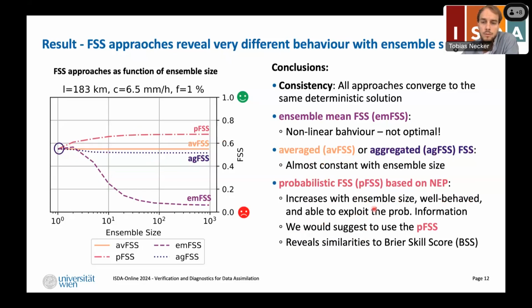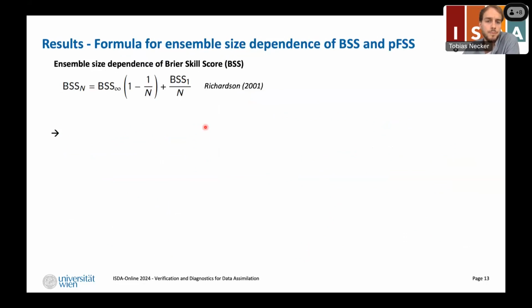So the good thing is I would suggest to use the PFSS, because this has really some good properties and is able to show the improvement in skill that you get from using a large ensemble. And as we saw in our study, it's very similar to the Brier skill score that's well known and applied. And I now want to spend some time to talk about this ensemble size dependence that you can see here.